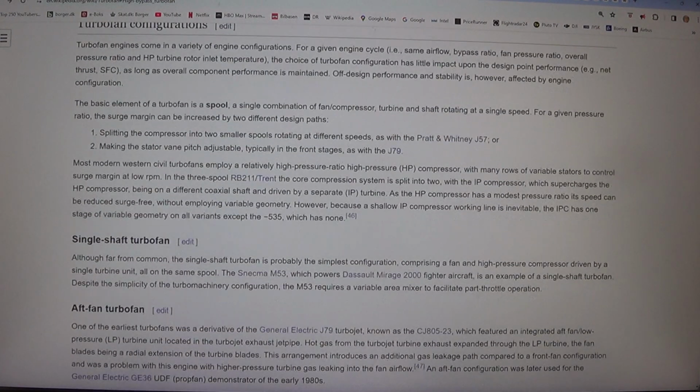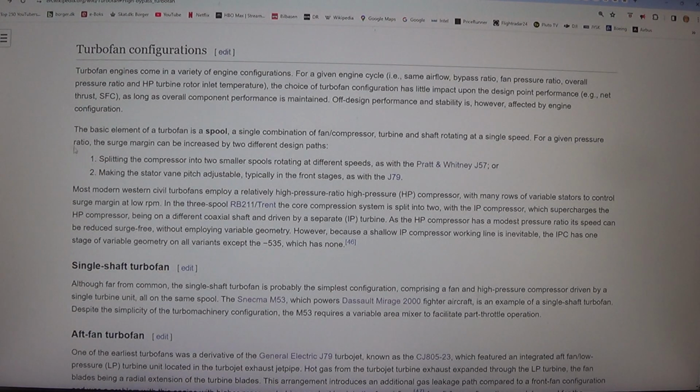Turbofan configurations. Turbofan engines come in a variety of engine configurations. For a given engine cycle, i.e., same airflow, bypass ratio, fan pressure ratio, overall pressure ratio and HP turbine rotor inlet temperature, the choice of turbofan configuration has little impact upon the design point performance, for example, net thrust, SFC, as long as overall component performance is maintained. Off-design performance and stability is, however, affected by engine configuration.